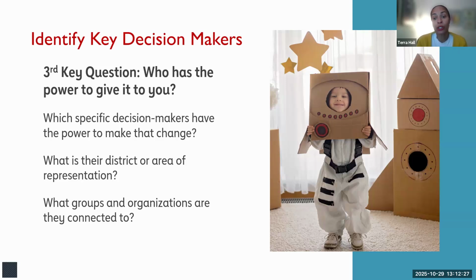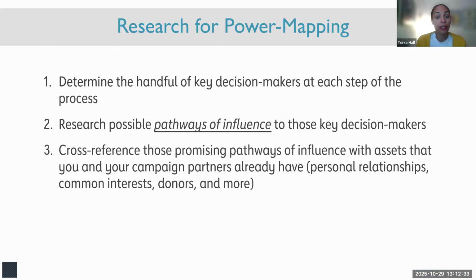So what you'd want to do is determine a handful of key decision makers at each step of the process, and then research possible pathways of influence to those decision makers. It's easier now than ever to do with internet. So looking on Google, looking on social media platforms, and another way that we've recently started exploring is actually using AI to help you map and figure out exactly how connected you are to certain decision makers. And it's also a way to help you understand what your decision makers care about.